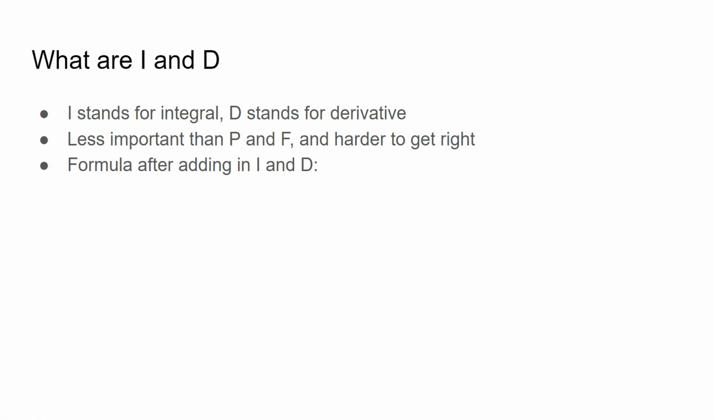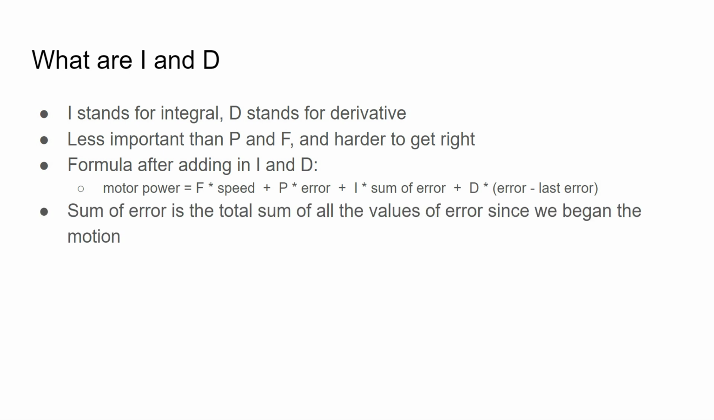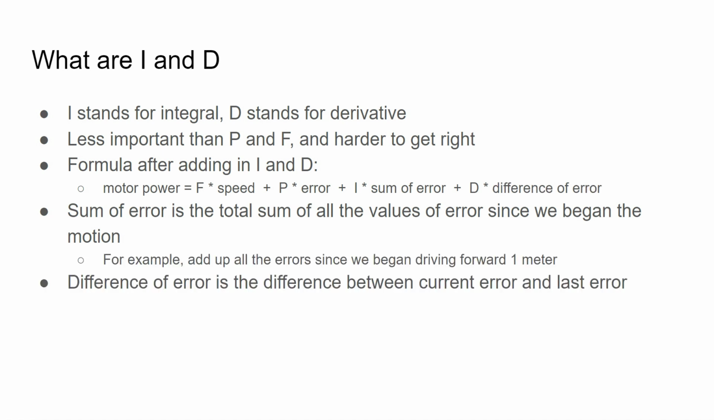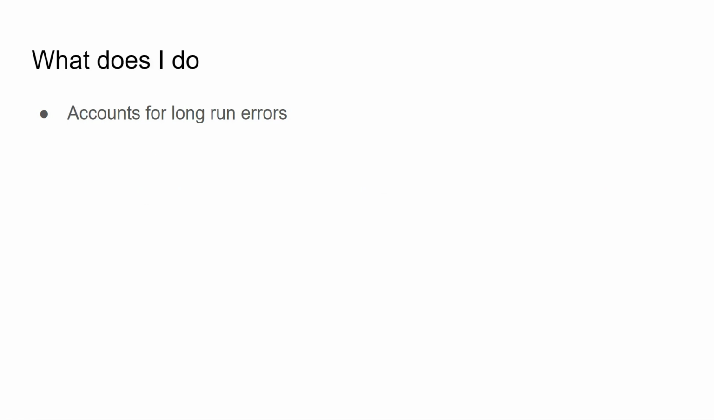So what is the formula after you put in these two terms? Well, you get two extra terms that you add: I times the sum of error, and D times the difference of error. Okay. And what do these things mean? Well, sum of error is going to be the total sum of all the errors since you began the motion. And the difference of error is going to be just the difference between the current error and the last error.